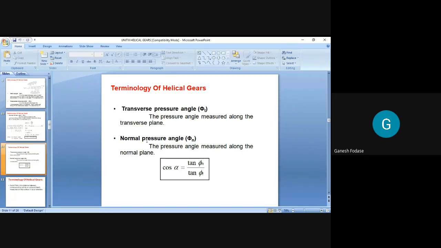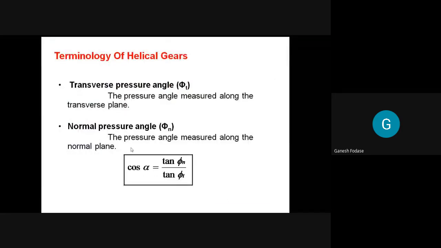Means the terminologies we defined for a spur gear, we need to apply, but along two planes, transverse and normal. If the pressure angle is measured along a transverse plane, it is called the transverse pressure angle, denoted by phi suffix t. If the pressure angle is measured along a normal plane, then it is called the normal pressure angle. We can prove that the relation between the transverse pressure angle and normal pressure angle is cos alpha equal to tan phi n upon tan phi t.